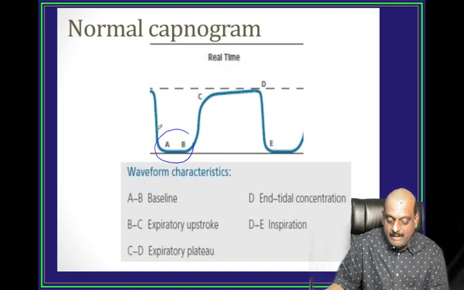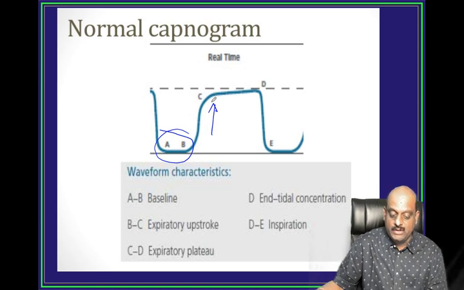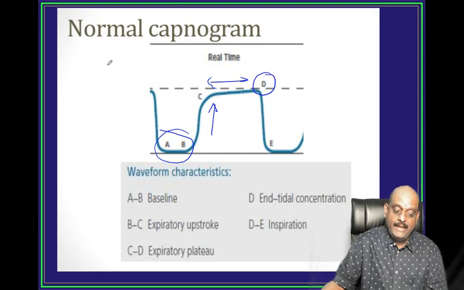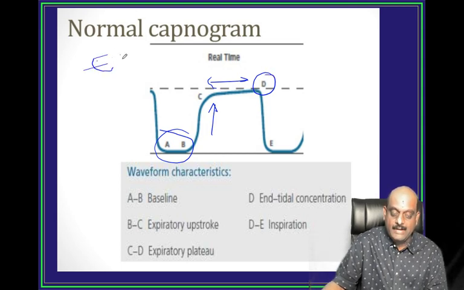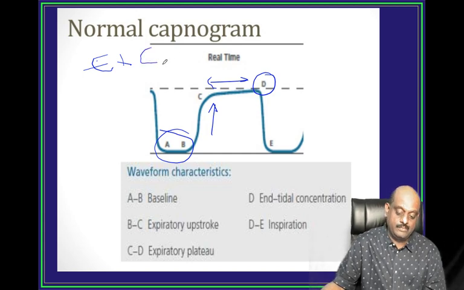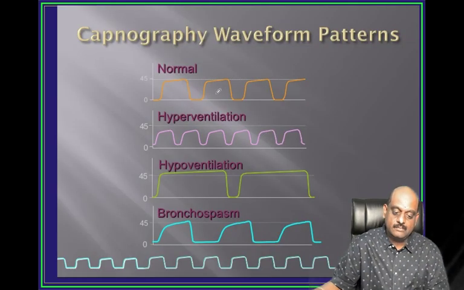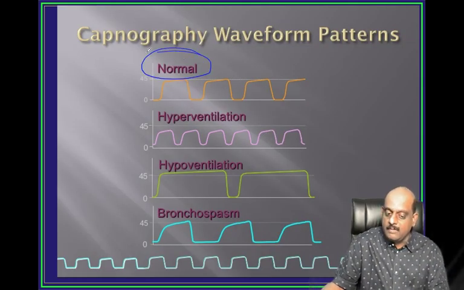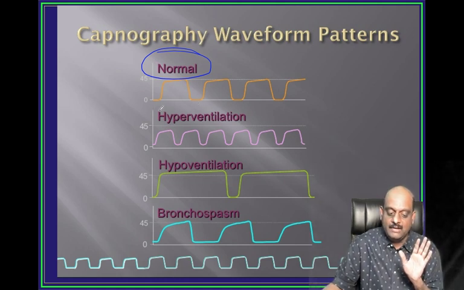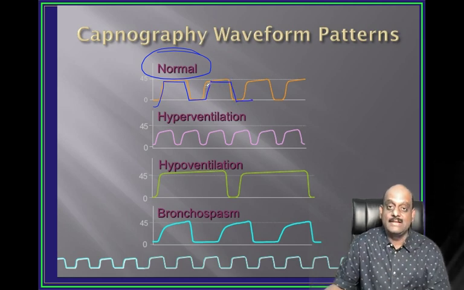AB is called the baseline, BC is called the expiratory upstroke, CD is called the expiratory plateau, D is called the end tidal concentration of CO2, and D to E is called inspiration. So in a normal person, capnography will be up, plateau, down, base, up, plateau, down, base, like that.